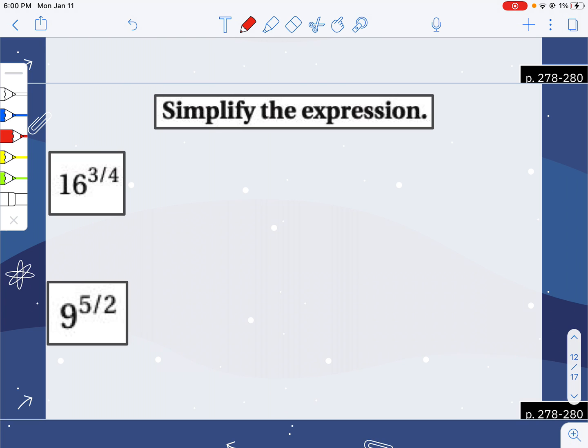Simplify the expression. Now what we want to do when we're simplifying is we want to first rewrite this expression so that our exponent has a 1 as the numerator. And we can do that. We keep our base, we can keep our denominator, but we can pull this 3 out here.